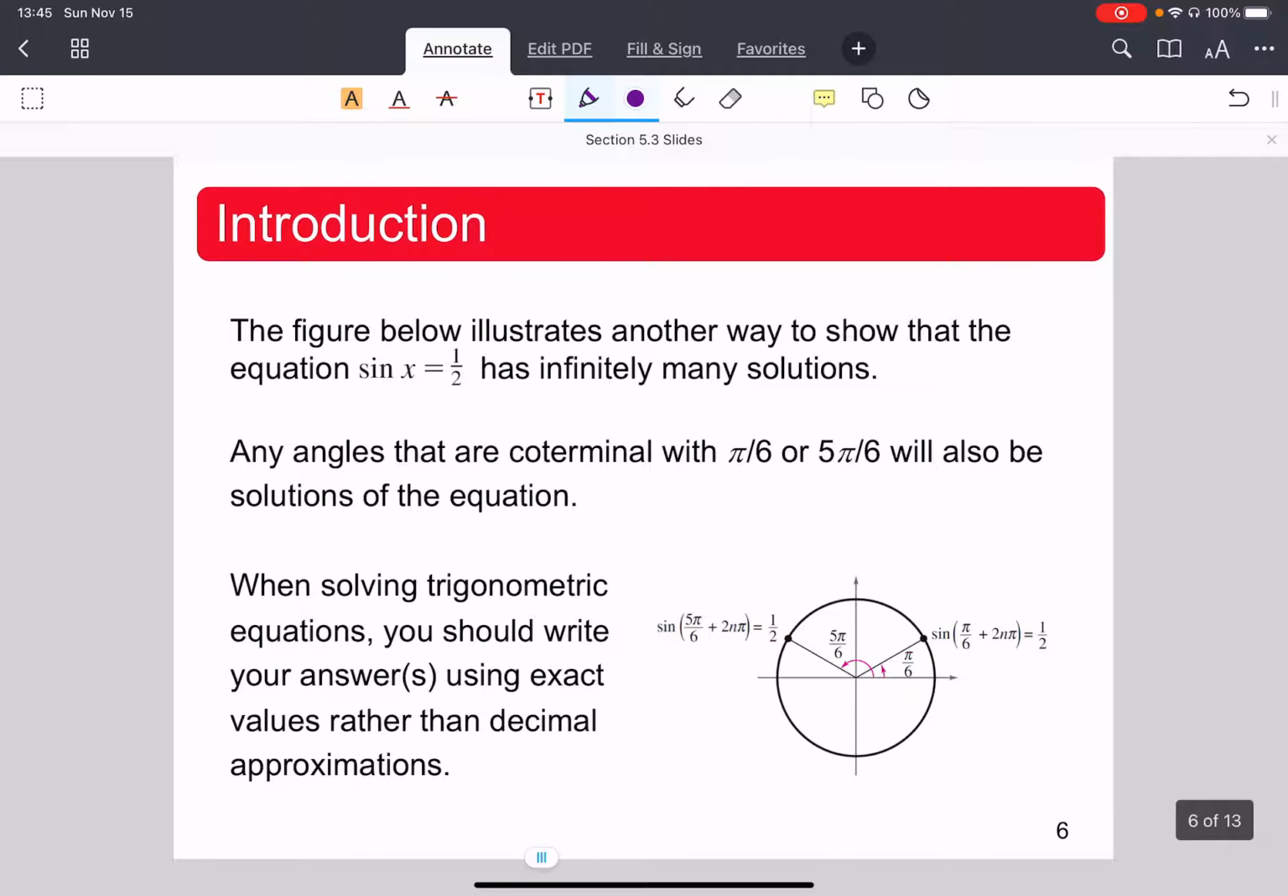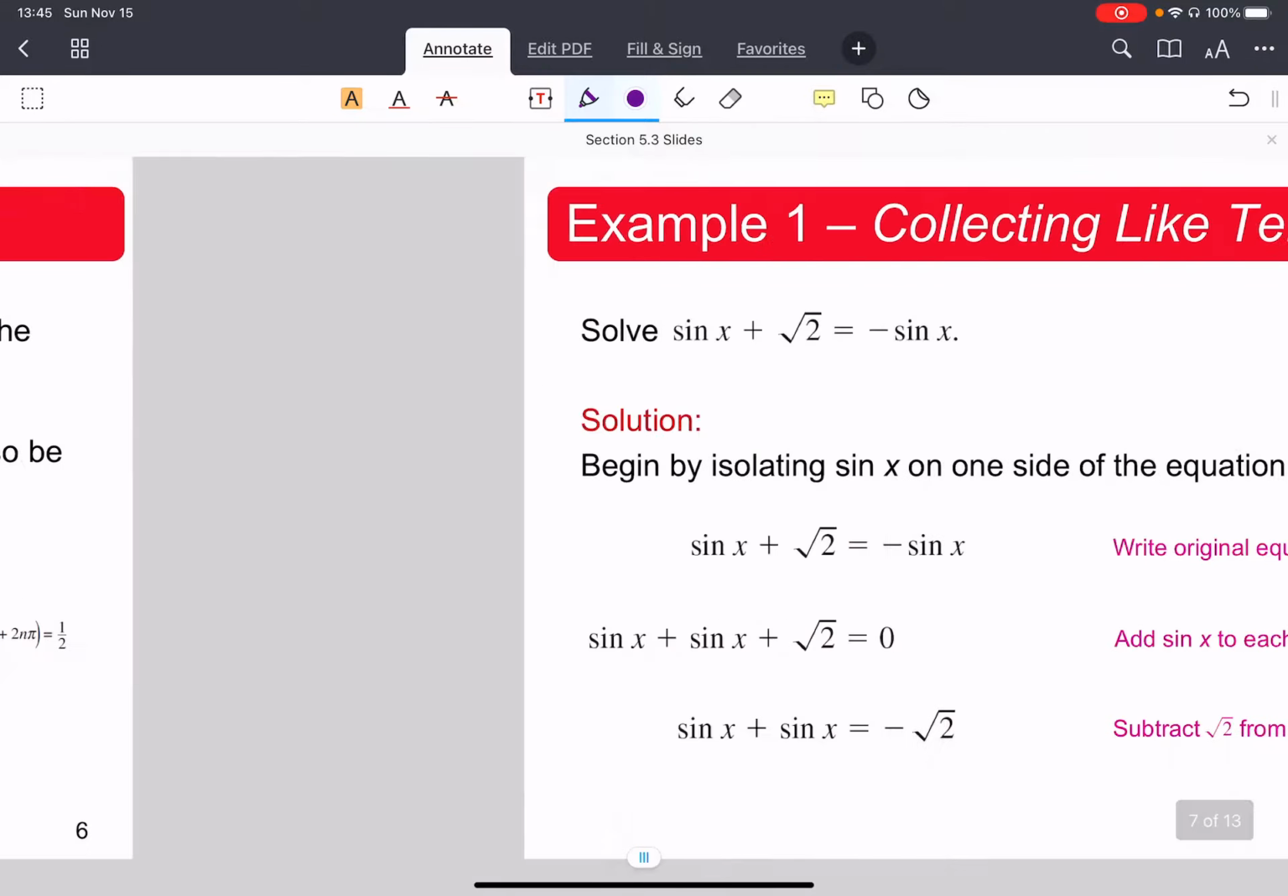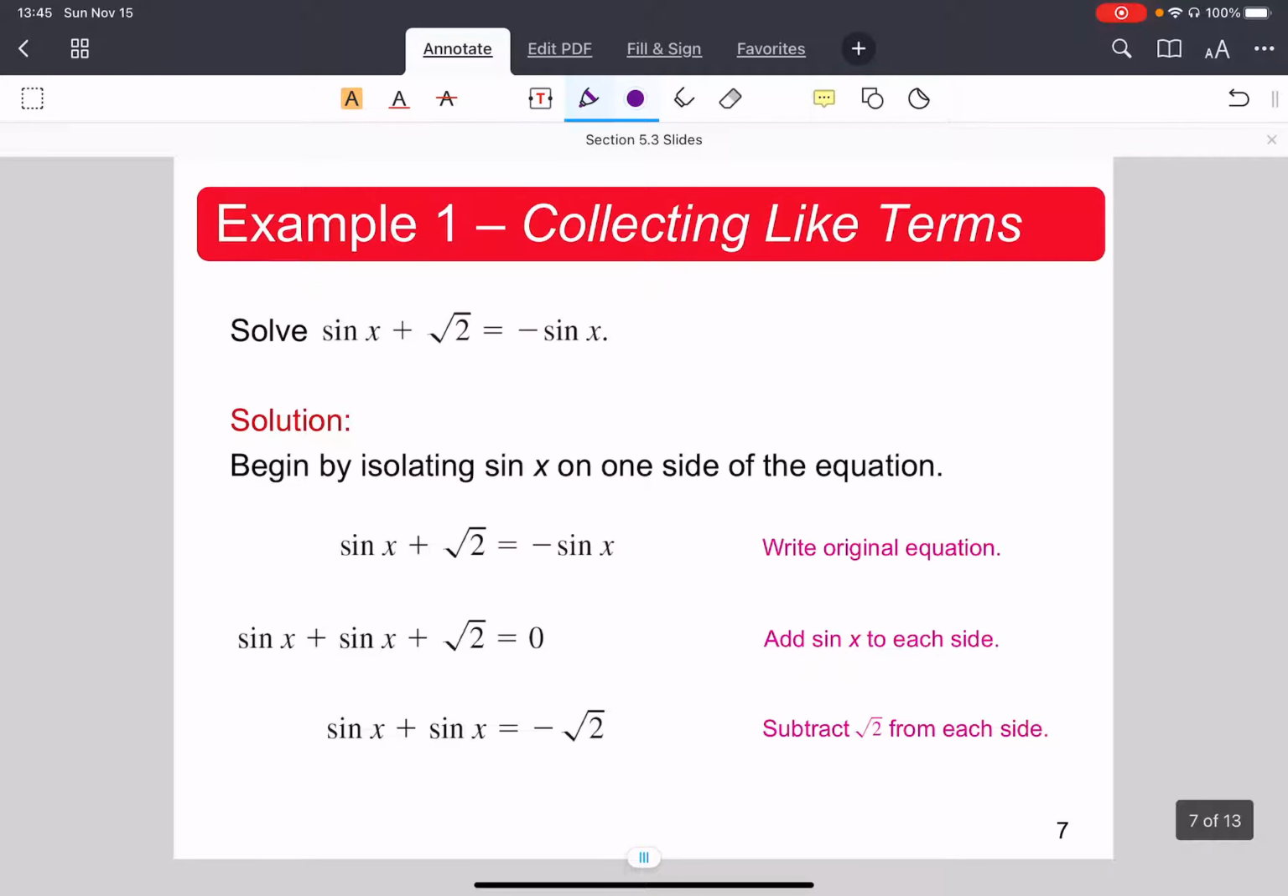So here we explain all that in words. If you'd like to take a look, you can read it in detail. All right, so I'm going to go ahead and take a look at an example. Example 1, we're going to solve this equation that has trigonometric functions in it.